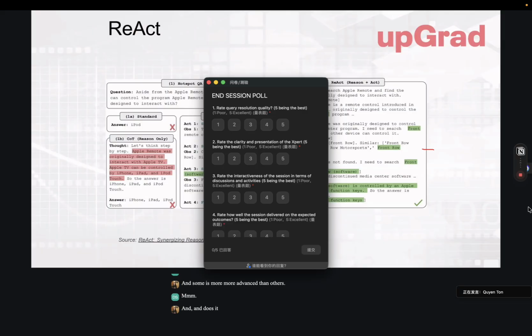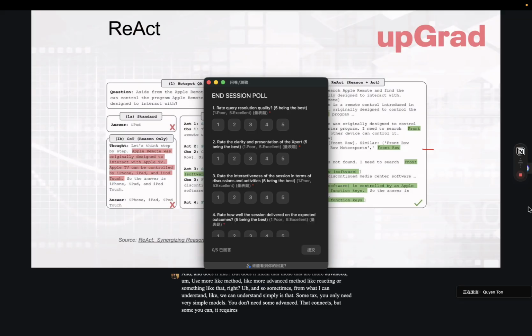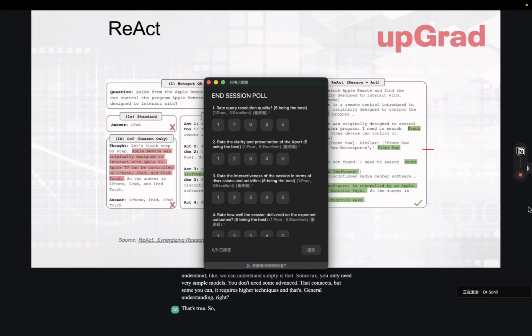And does it mean that those that are more advanced use more advanced methods, like ReAct or something like that, right? From what I can understand, some tasks you only need very simple models. You don't need advanced techniques, but some require higher techniques, and that's the understanding, right? That's true. So based on the situation, yes.